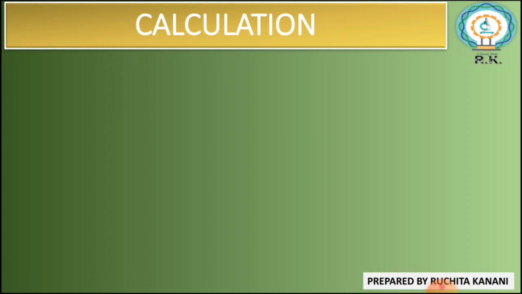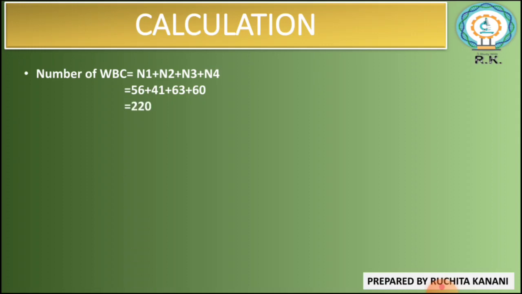Then calculation. How to calculate the total WBC count? After counting the cells under the microscope, we know the number of WBC in 4 squares. Let's consider it as n number of cells. So the equation for total number of WBC is equal to n1 plus n2 plus n3 plus n4. Then put the values of n1, n2, n3, n4. So total number of WBC is 220.